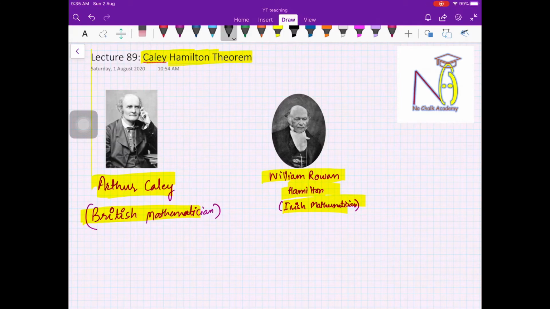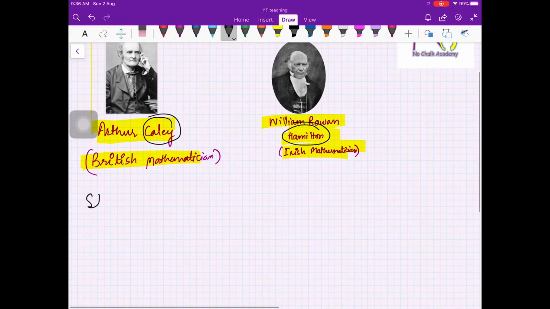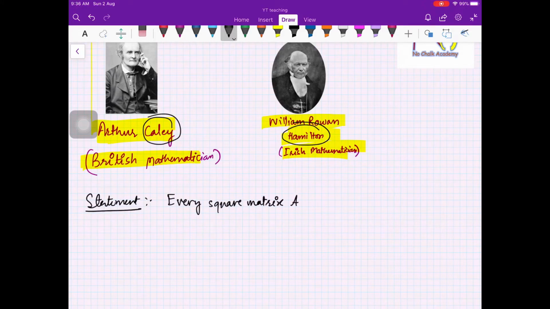The statement is very simple and the proof is even simpler. So let us write down the statement of the Cayley-Hamilton theorem. The name obviously is from the last names of the two mathematicians who proved this theorem. The statement of the Cayley-Hamilton theorem, I'm writing a simpler statement, says that every square matrix A satisfies its characteristic equation.